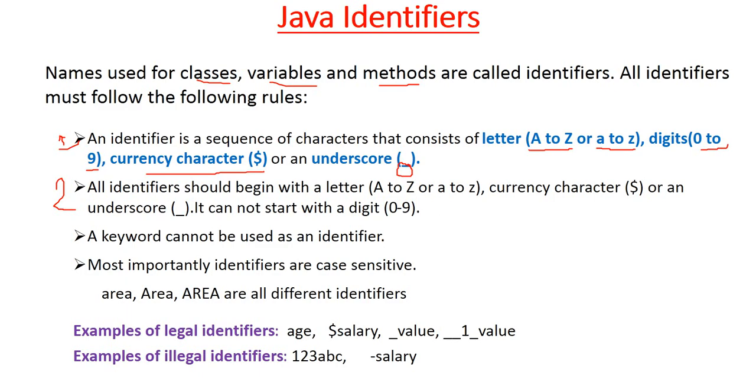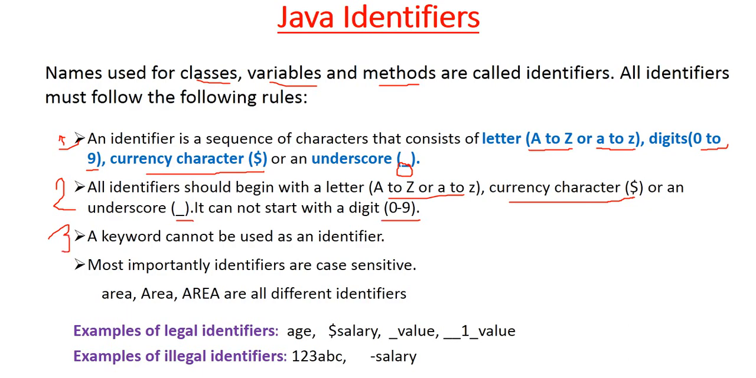The second rule says all identifiers should begin with a letter, capital A to capital Z, or small a to small z, or can start with a currency character, the dollar sign, or an underscore, but it cannot start with a digit. So please remember, whenever we declare an identifier like a class, variable or method, it cannot start with a digit like 0 to 1.